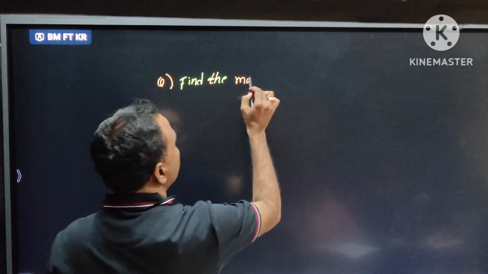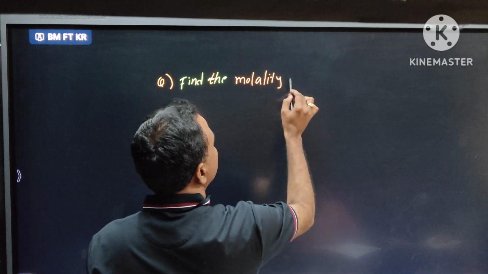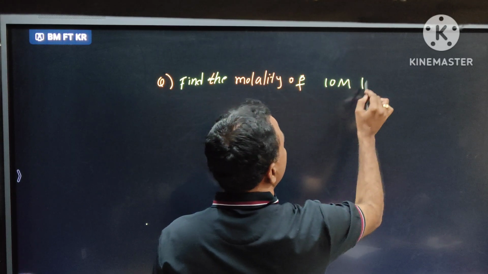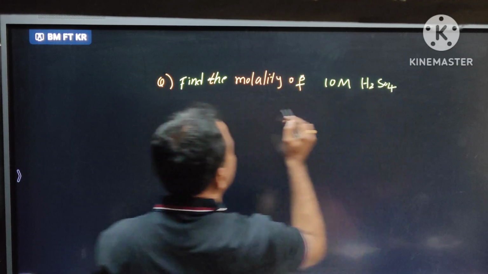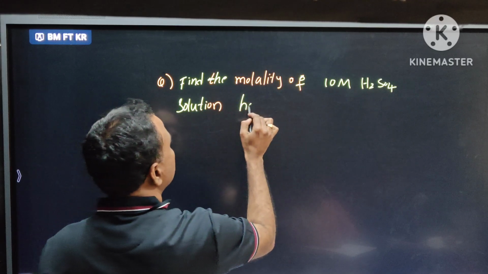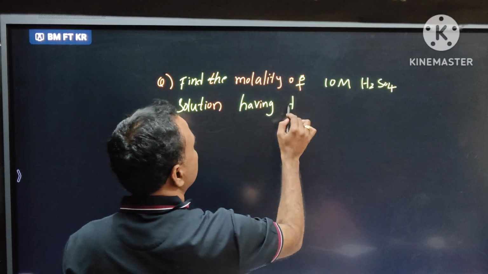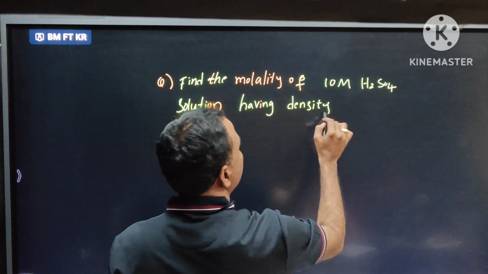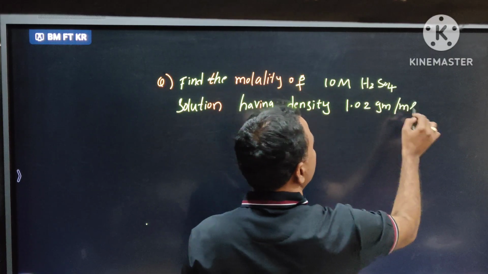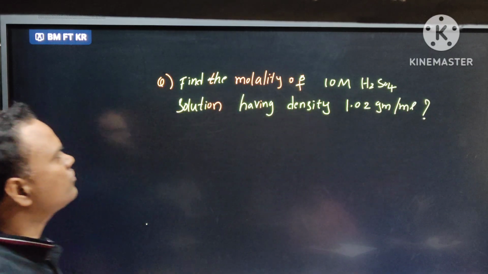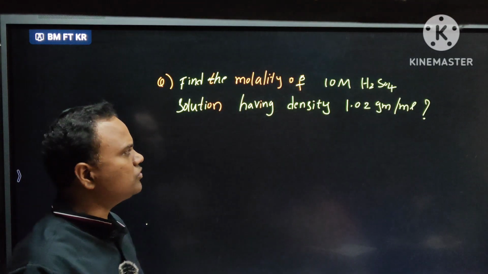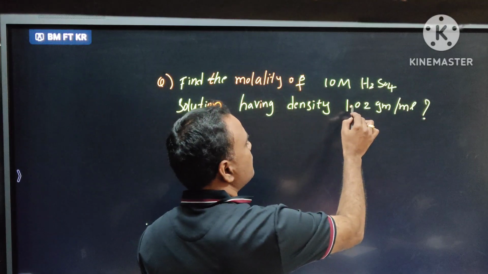Find the molality of 10 molar sulfuric acid solution having density 1.02 gram per ml. Find the molality of 10 molar sulfuric acid solution having density 1.02 gram per ml.